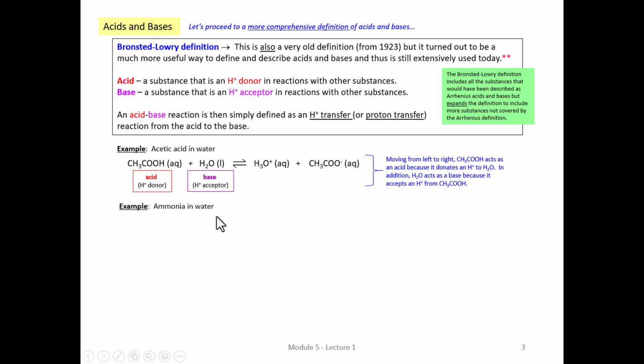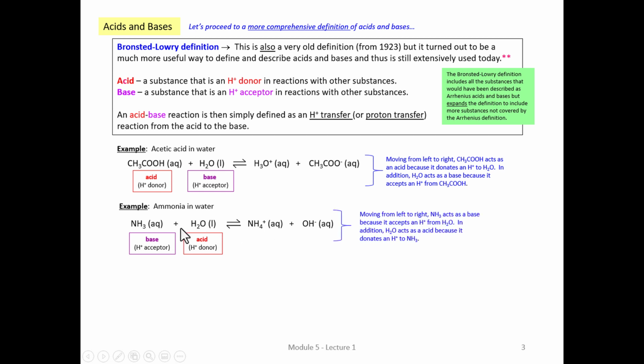Let's look at ammonia in water under the Bronsted-Lowry definition. Remember, ammonia acted as a base, so we have ammonia interacting with water to form an ammonium ion and hydroxide. We said ammonia was a base before because it produced hydroxide ions in water. Under the Bronsted-Lowry definition, we say ammonia is a base because it's acting as an H plus acceptor from, believe it or not, water, which is here acting as an H plus donor, and that's why water forms hydroxide, and the ammonia, which accepted an H plus, forms the ammonium ion.